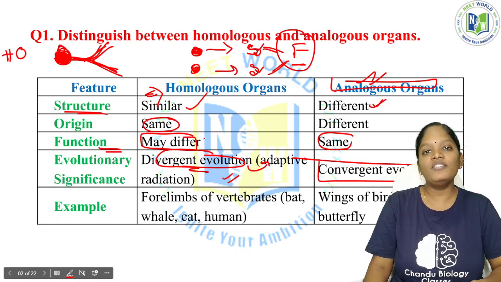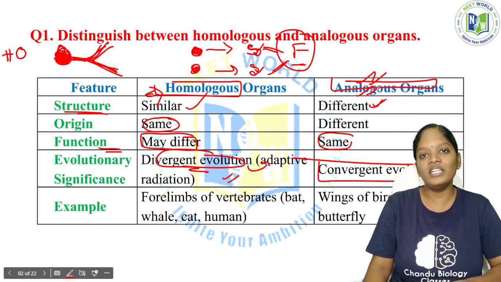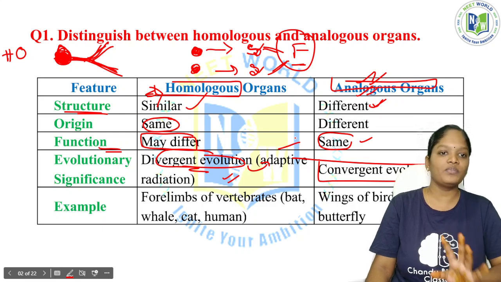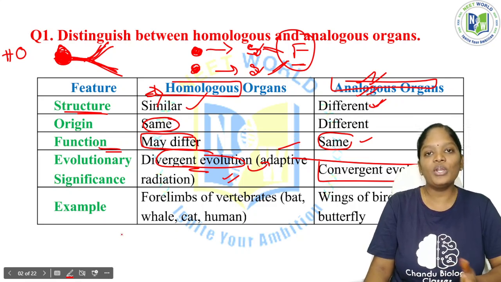With respect to origin, homologous organs have a common ancestor, and analogous organs have a different ancestor. So this is what same and different. Right, fine. Next, what are the examples?